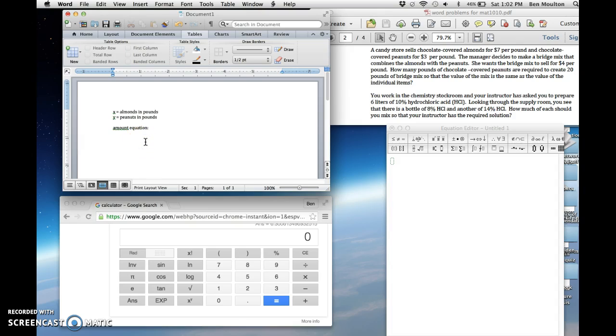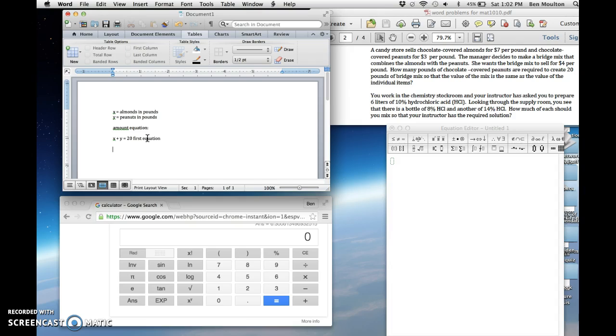We don't know how many pounds of peanuts, and we don't know how many pounds of almonds, but we do know that in the end it's going to equal 20 pounds. They tell us that right here. So that's going to be the first equation: x plus y equals 20. Now, watch very closely what I'm going to do here. That's going to be my first equation.